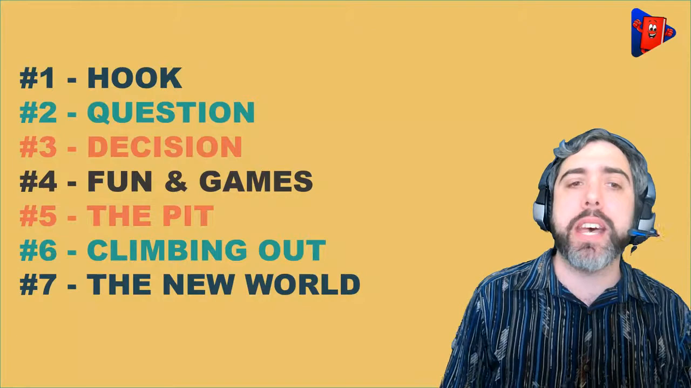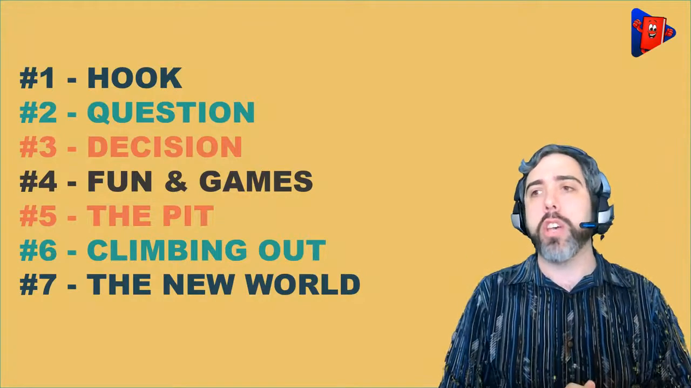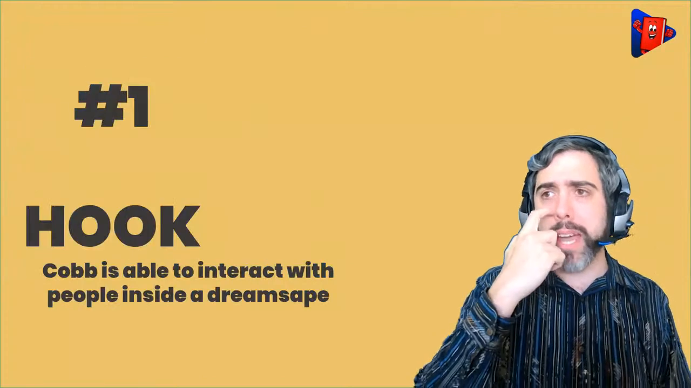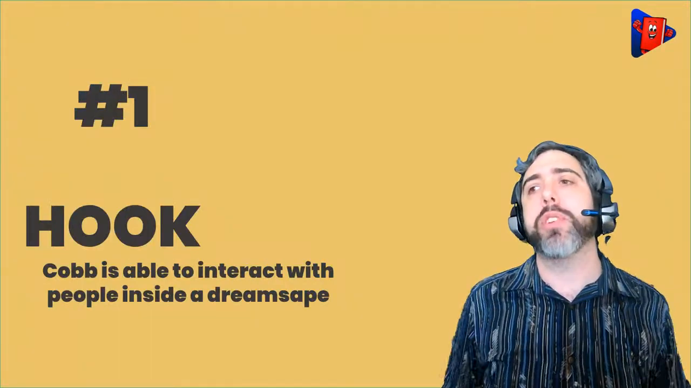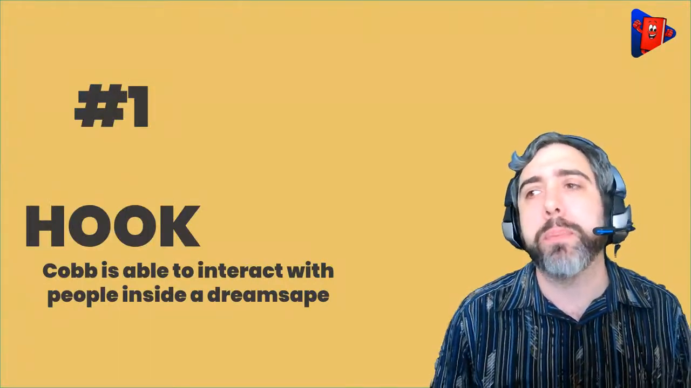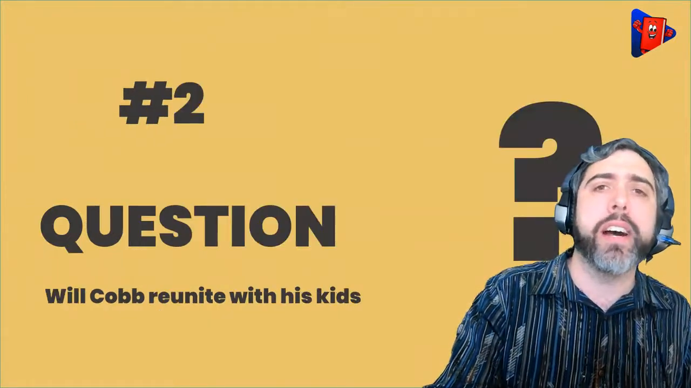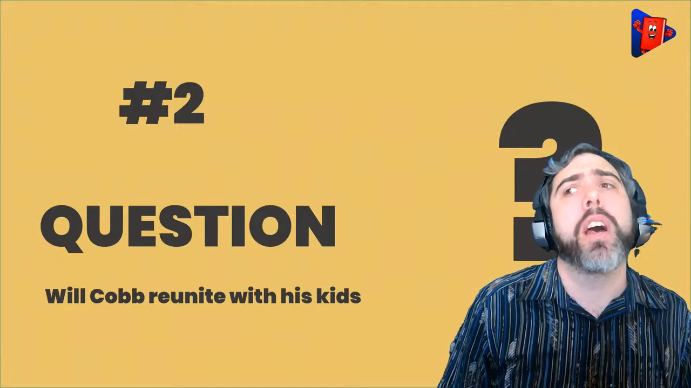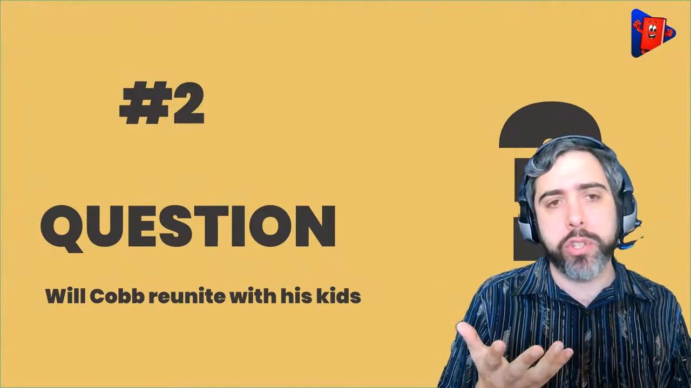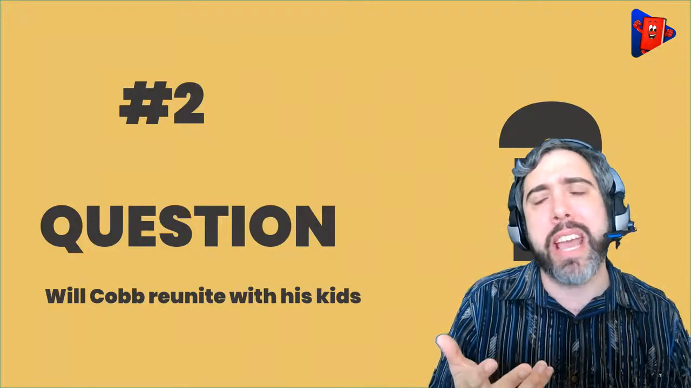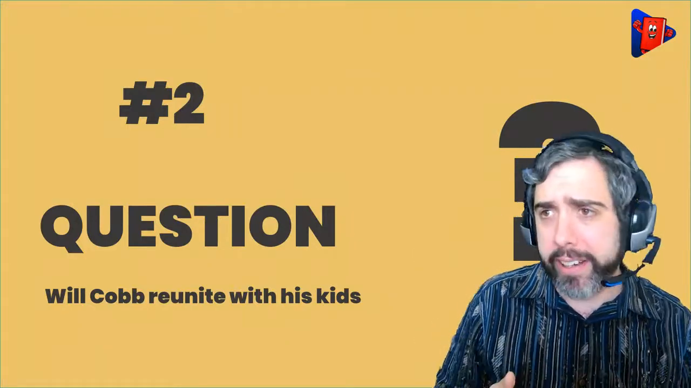Let's take a deep dive into the story structure. So, you know me, I love my 7-point story structure. So we have the hook of Inception, which is Cobb is able to interact with people inside a dreamscape. And you also know that Cobb is somebody who wants to reunite with his children, right? He is wanted. He has to be a vagabond in society.